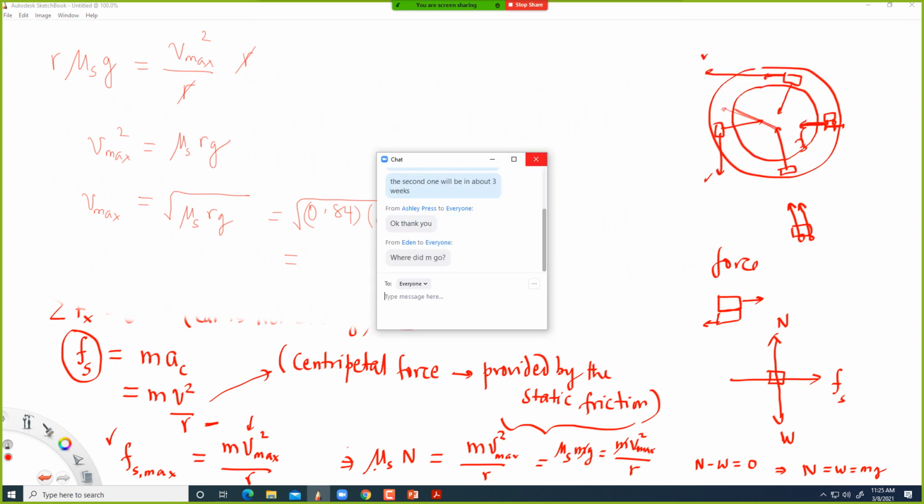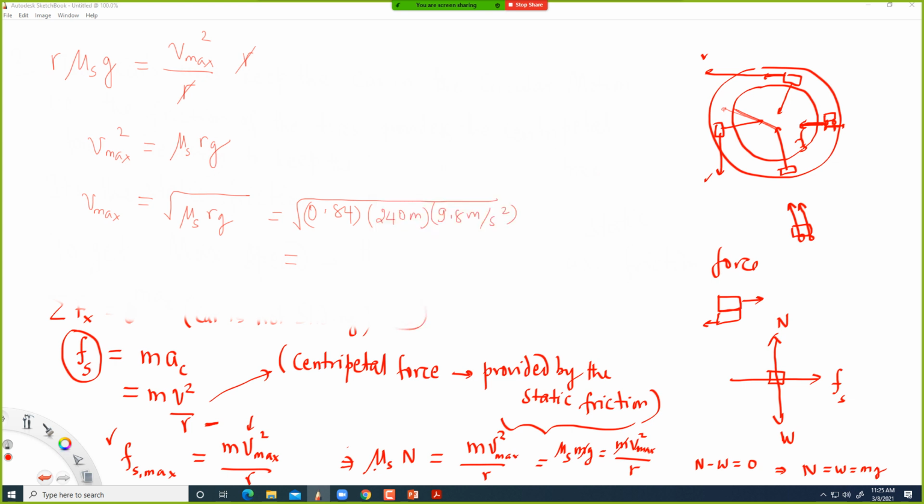Where did m go? We cancelled m here, so we have m on the left side and m on the right side. So we cancel the m's, so that's why there's no m here.